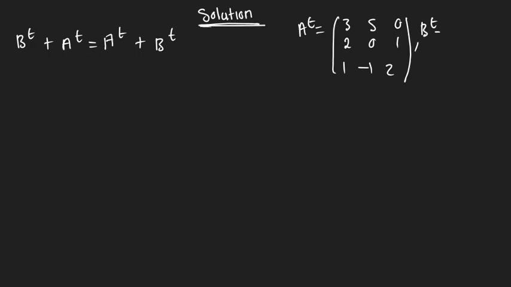B transpose, this is going to be 2, negative 3, 5. This is going to be 1, 0, 0. This is going to be like 2.